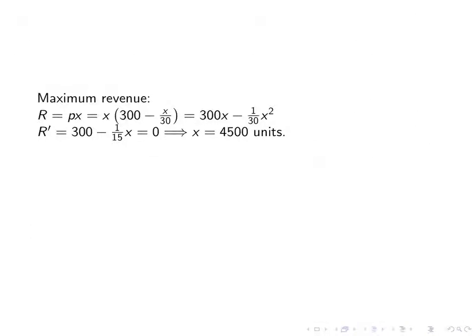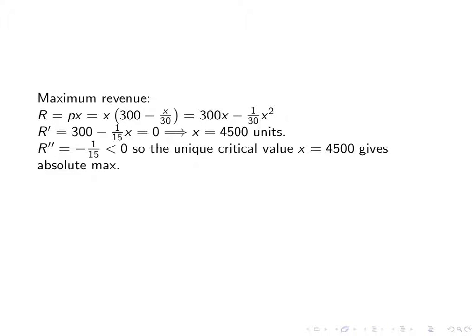It's the unique critical value, but in this situation, you know this must give you the absolute max revenue. There's no such thing as minimum revenue. So that's it. The max revenue occurs at x equals 4,500 units. And that's simpler than finding the vertex of the parabola, even though they're both pretty easy.